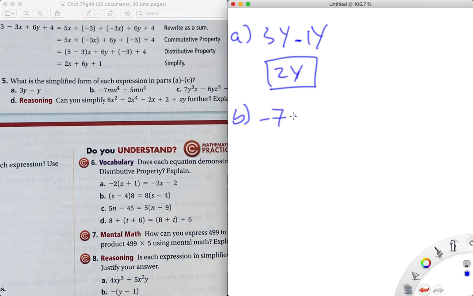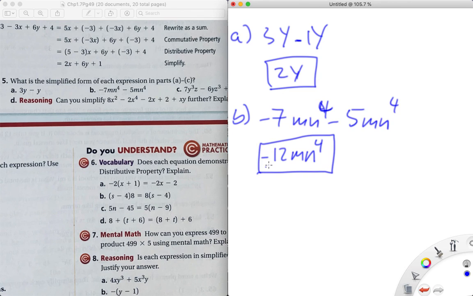Negative 7mn to the 4th minus 5mn to the 4th. m is to the first power, m is to the first power, n is to the 4th, n is to the 4th. These are like terms. I can combine them. Negative 7 plus negative 5 is negative 12. So negative 7mn^4 minus 5mn^4 is negative 12 m times n raised to the 4th power.